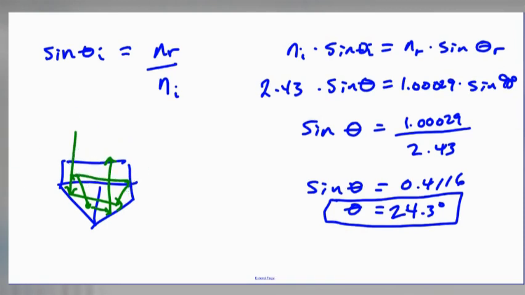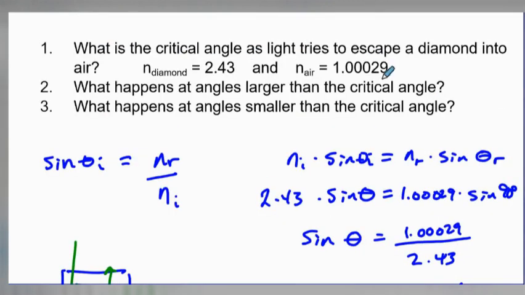Okay, so first question: what is the critical angle? I think we said it was 24.3 degrees. What happens at angles larger than that? Okay, light stays in. And what happens at angles smaller than that critical angle? Then it gets refracted out. Okay, so again, it gets bent. But 24.3 degrees is that angle where things change.